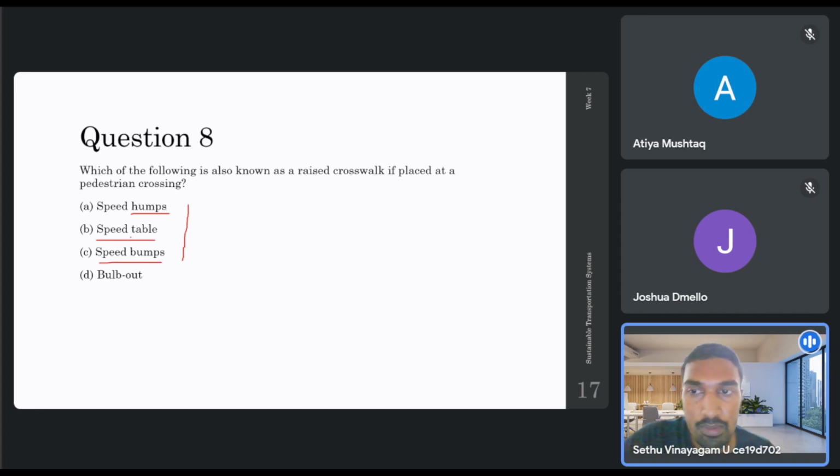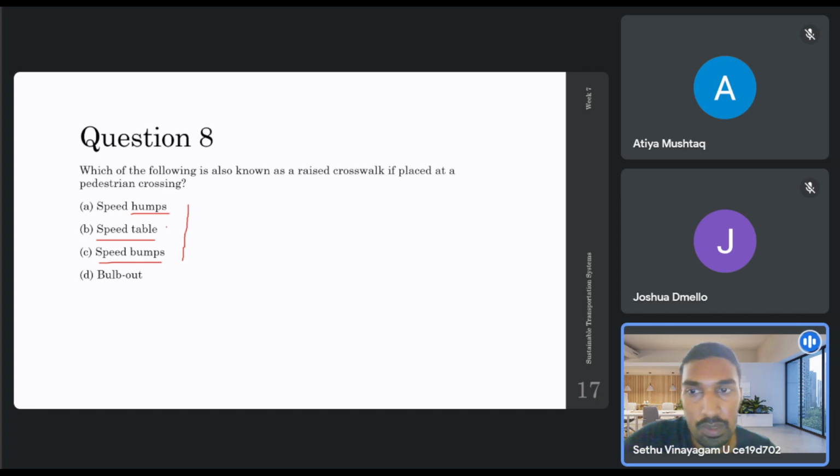Because the speed table has a flatter top and is also wider than speed humps and speed bumps, sometimes they can be used for providing a pedestrian crossing as well. Because they are also raised, they will be at the level of the sidewalk or the footpath. Therefore it is easier for pedestrians to shift from the crosswalk onto the speed table to cross to the other side of the road.